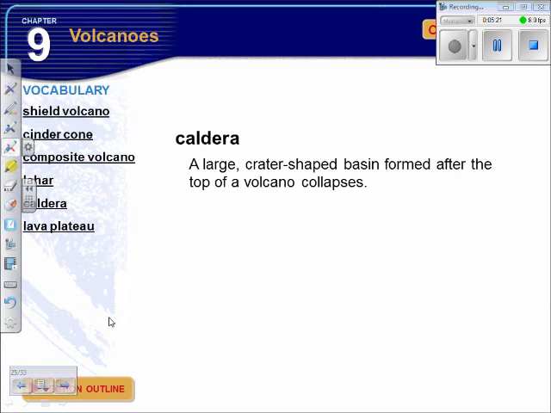Caldera, one more time, is a large crater-shaped basin formed after the top of a volcano collapses. You can even look at the supervolcano at Yellowstone and the caldera that is formed there. It's big, but there is a caldera if you were to look at Yellowstone from the air.